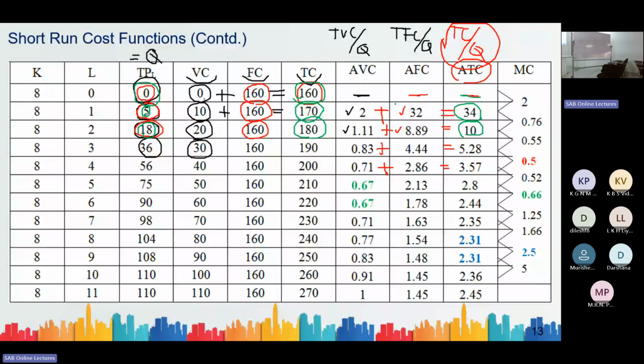The second way of calculating average total cost is you can add average variable cost and average fixed cost to calculate average total cost. There are two ways of calculating average total cost.